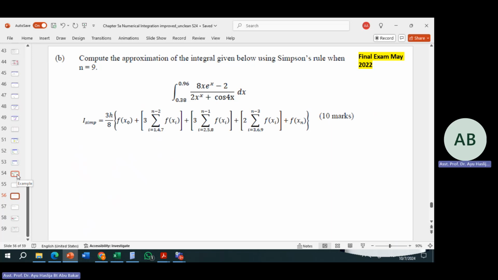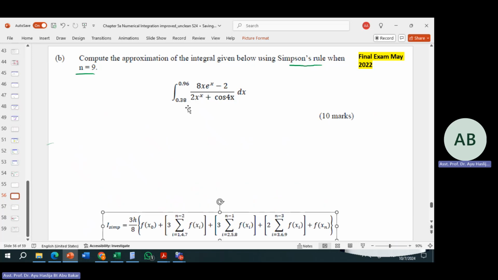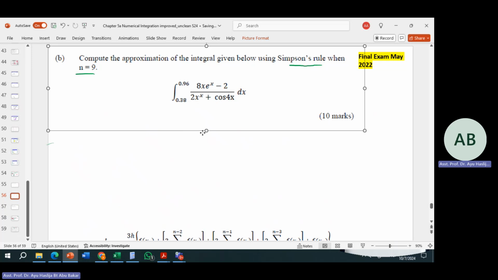Okay, in this question, you see, it doesn't mention which Simpson. Compute the integral using Simpson's rule when n equals to 9. So it doesn't mention 1/3 or 3/8. The equation is not provided for the question. This one I used to do the solution. Now, Simpson's rule, n equals to 9. You need to know which Simpson's to be used.